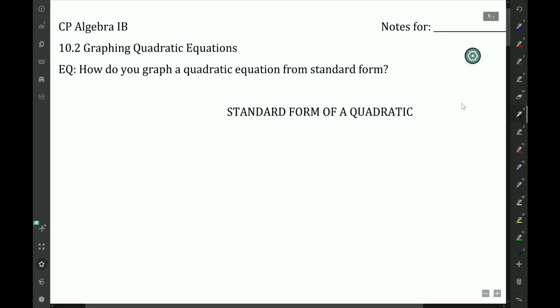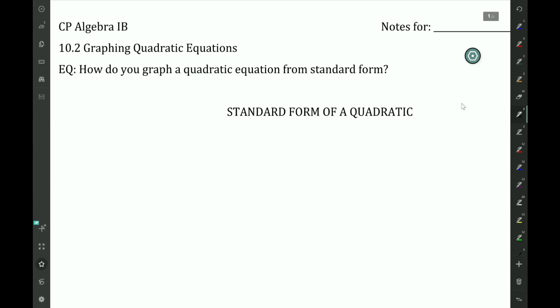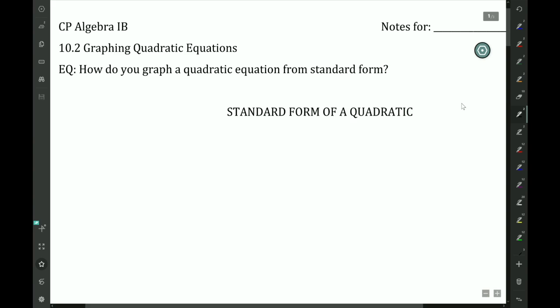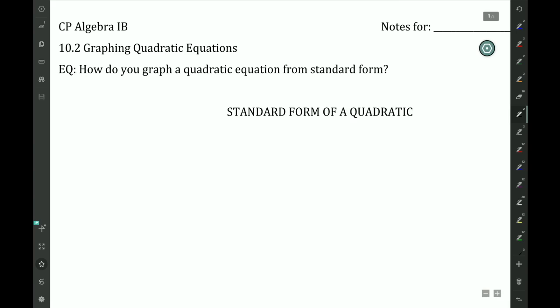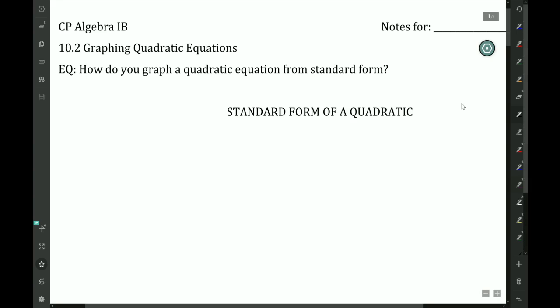Hello CP Algebra 1B and welcome to our new unit on graphing quadratic equations. It is going to be especially important for you next year, so make sure you pay attention, and you will be seeing it again. So first off, we have standard form of a quadratic equation.